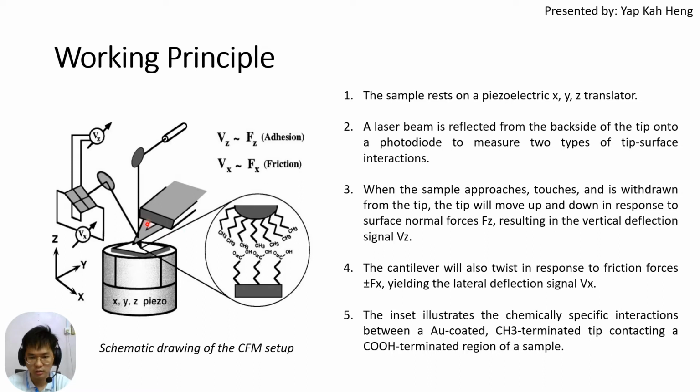So the tip will move up and move down so that we can react to the surface normal force Fz, and once we get the normal force Fz, we can obtain the vertical deflection signal Vz as well. Not only will the tip move up and down, but the cantilever will also twist in response to the friction force Fx, using the lateral deflection signal Vx.